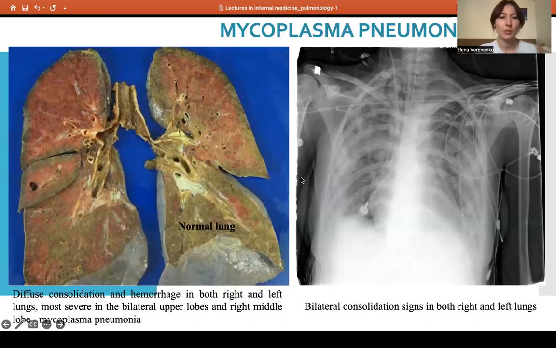Mycoplasma pneumonia. Diffuse consolidation and hemorrhage in both right and left lungs, most severe in the bilateral upper lobes and right middle lobe, mycoplasma pneumonia.